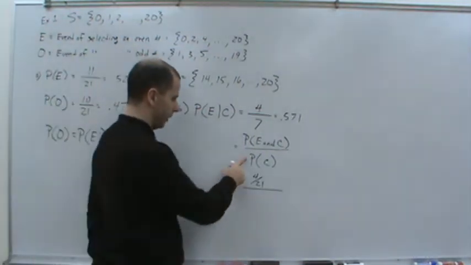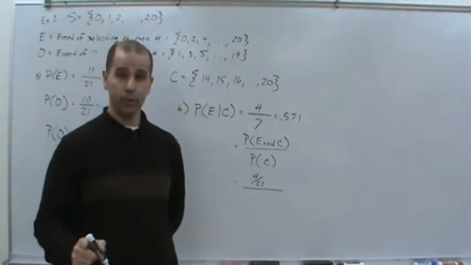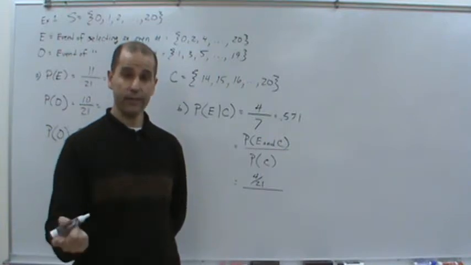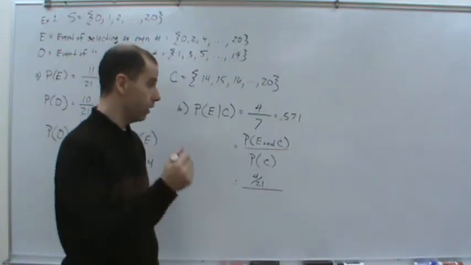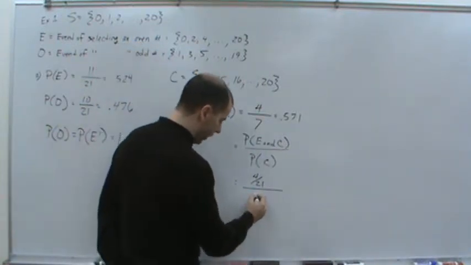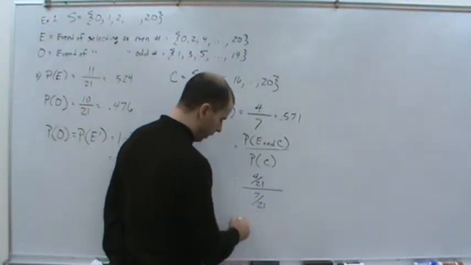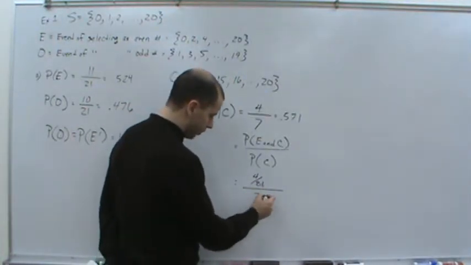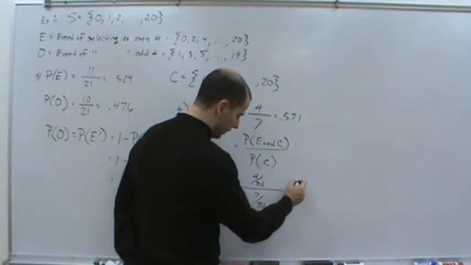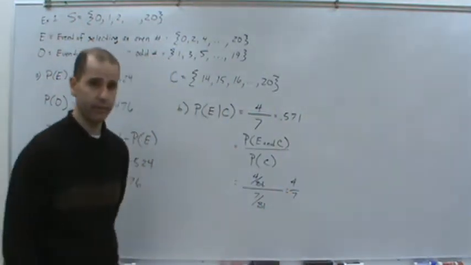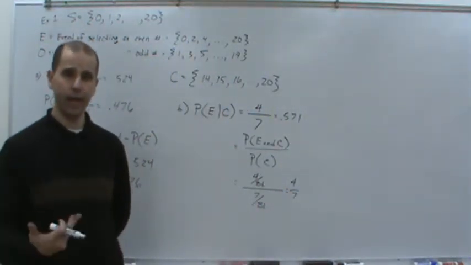Now what about the bottom one? How many numbers are in C out of the sample space? Well, 7. 7 out of what? 7 out of 21. Well, remember, the 21s are going to cancel, and I get 4 sevenths. Okay? I hope that helps.